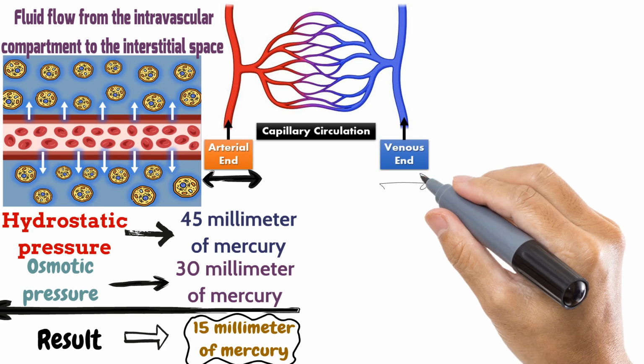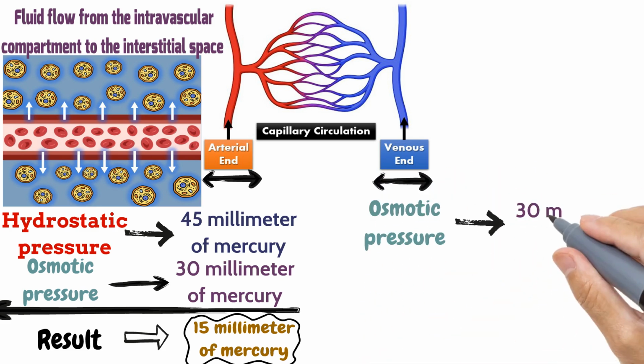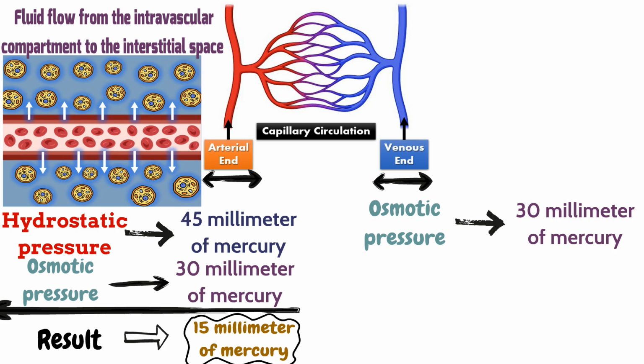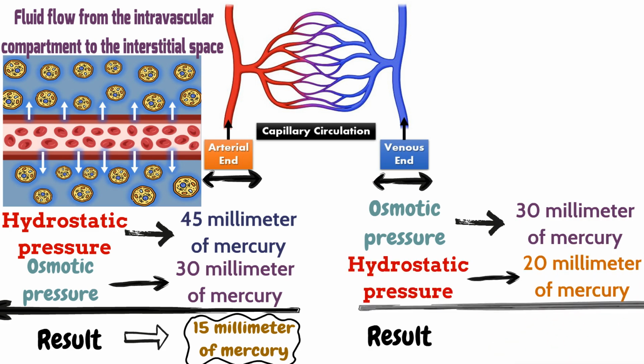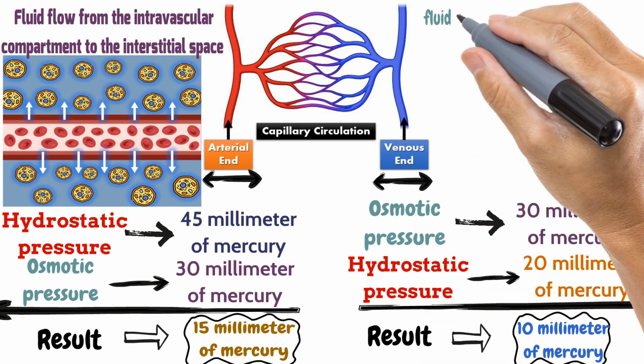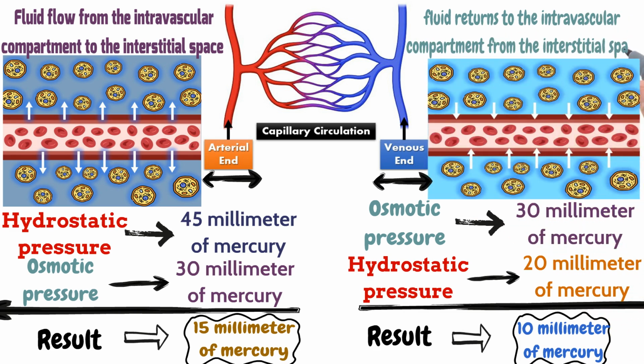But at the venous end of the capillary, the osmotic pressure is 30 mm of mercury and hydrostatic pressure is 20 mm of mercury. So as a result, at the rate of 10 mm of mercury, the fluid returns to the intravascular compartment from the interstitial compartment.